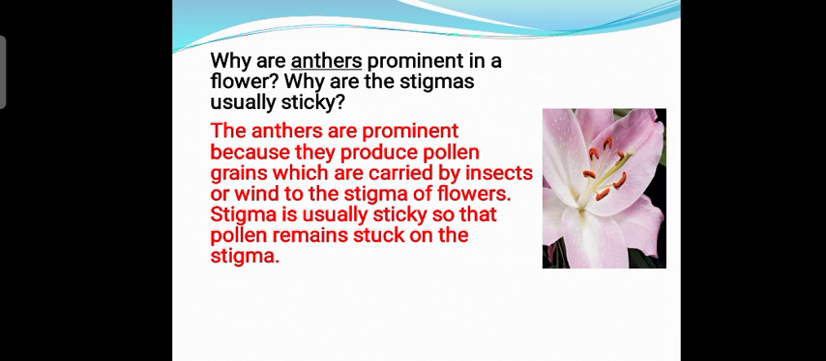So children, what we learned today? We learned about the inner parts of the flower and we discussed the types of flower based on the type of inner parts they consist. Basically, there are two inner parts, male part and female part. Male part is called stamen and female part is called pistil. Those flowers which have both male and female part together are known as bisexual flowers, while those flowers which have either stamen or pistil are known as unisexual flowers.